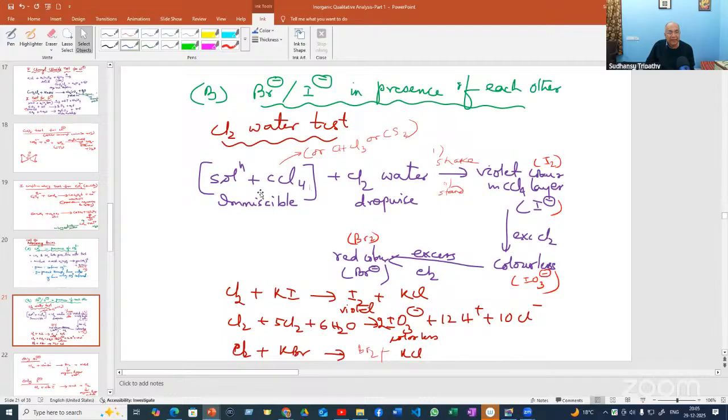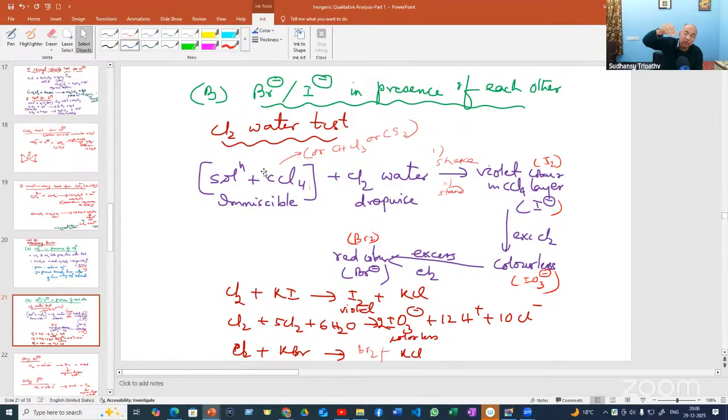Now, take the salt solution and add some organic solvent like carbon tetrachloride, chloroform, carbon disulfide, or methylene chloride, some organic solvent which will not be soluble in aqueous solution. They will form a separate phase; they are immiscible. Then add chlorine water slowly, dropwise, which is an oxidant, and progressively shake it. Shake it thoroughly and see what color comes out.